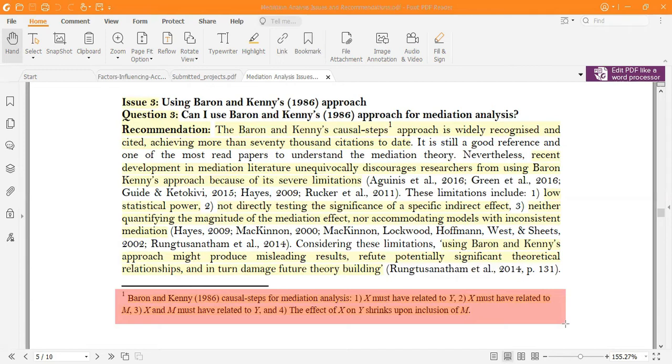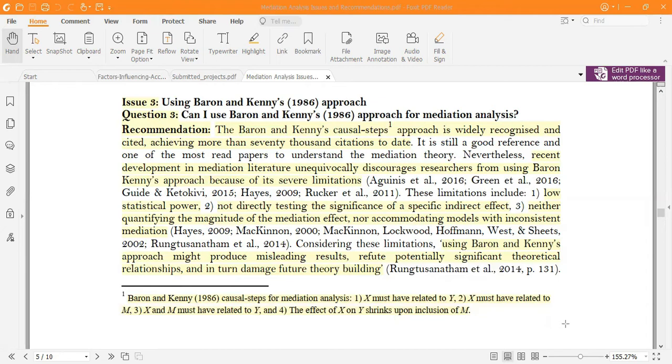Then again, there should be a significant relationship between the independent variable and the mediator. And then X3 is about the significant relationship between X and Y through a mediator. And the last one is that whenever you insert the mediator, the relationship between X and Y should shrink, should come down. So these are the four conditions whenever you apply the Barron-Kenny approach.